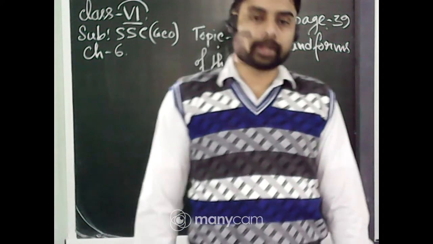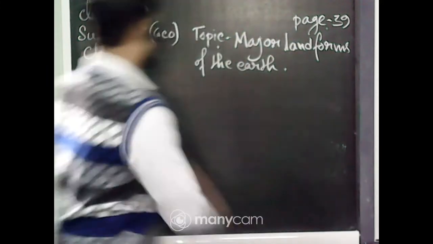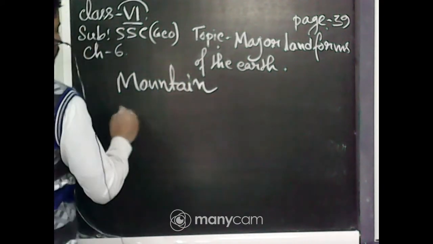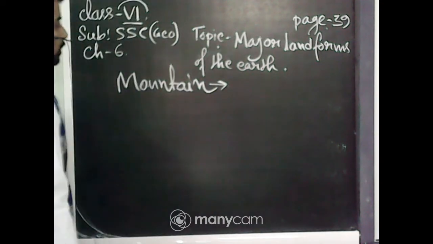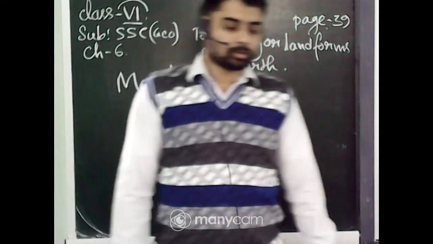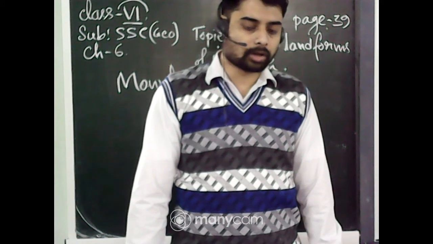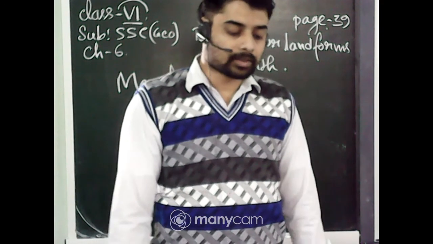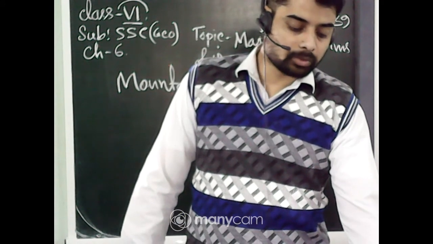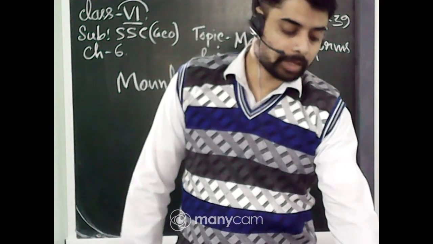So first one, a mountain. A mountain is any natural elevation of the earth's surface. Mountains may have a small summit and a broad base, and are considerably higher than the surrounding area. Some mountains are even higher than the clouds, like the Himalaya, Alps.